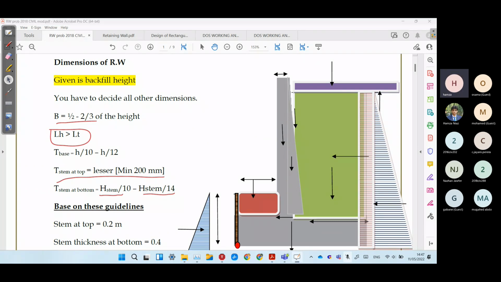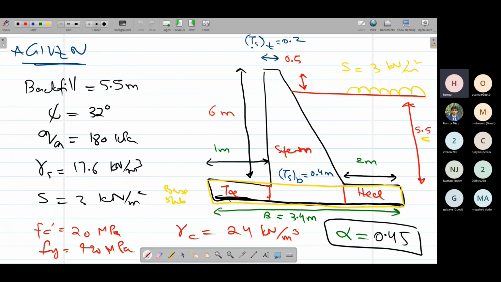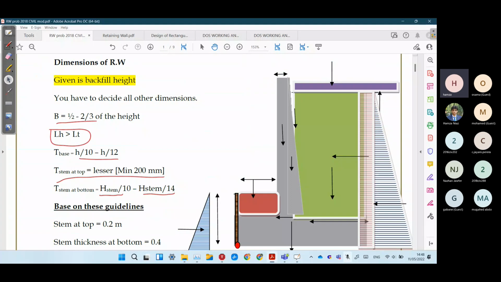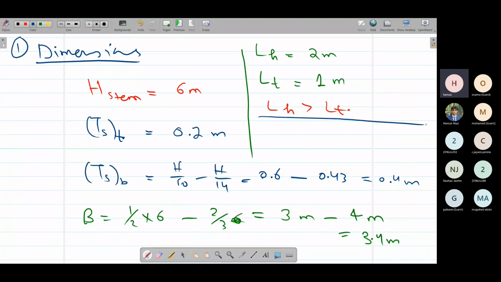So that we have all determined. And the last thing, we have to determine this base thickness, this thickness of base slab. Again, we are given this guideline that it should be between h by 10 to h by 12. So TB, thickness of base, should be between h by 10 to h by 12.